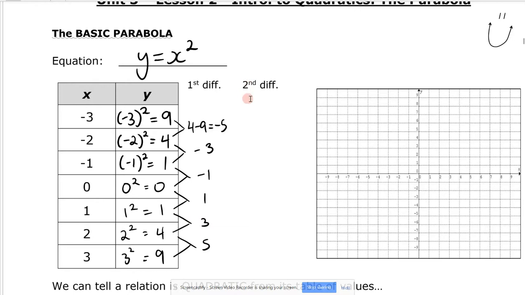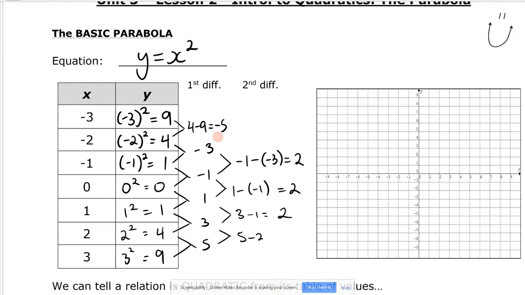But if you look at something called the second differences, and the second differences are the differences of the first differences, that might sound like a mouthful, but it's very simple. You take the -1 and you subtract -3, and you get +2 as your answer. Then you do 1 minus -1, which is also +2. 3 minus 1, which is equal to +2. And 5 minus 3, which is equal to +2. And you'll notice that the second differences are all the same. And when that happens, you have what we call a quadratic, a parabola.